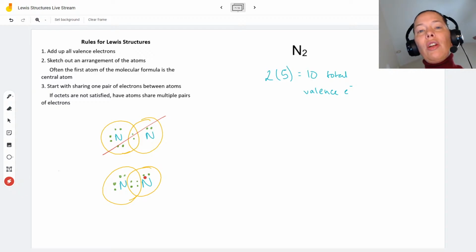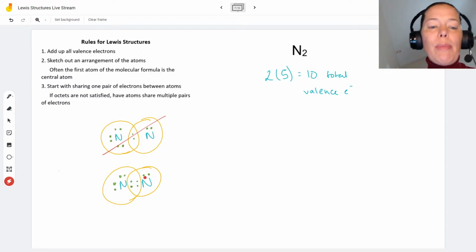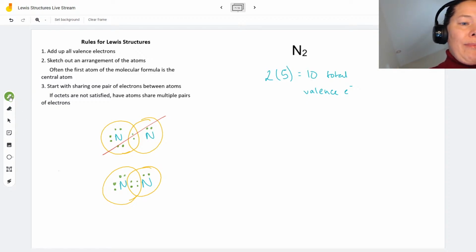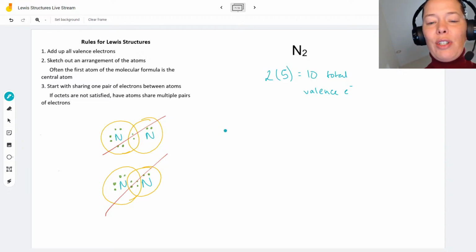So we've shared 2 electrons. That hasn't worked. We've shared 4 electrons. That's not working. Let's make it share 6 electrons, or 3 pairs of electrons. Oh, let me draw my red line through that. I don't want anybody to think that that is the valid Lewis structure.